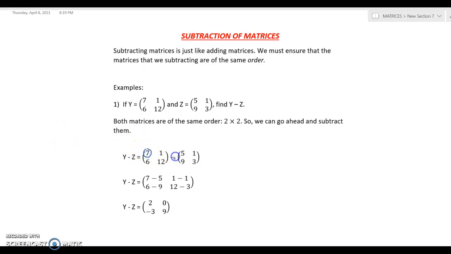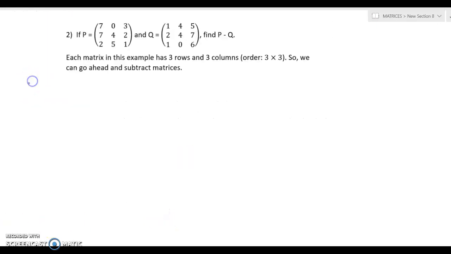So 7 take away 5, that's what we get here. 1 take away 1, that's what we get there. And then 6 take away 9, we get that there. And then 12 take away 3. So we simplify: we get 2, 1 minus 1 is 0, 6 minus 9 is minus 3, and we get 9 here. Pretty simple, right? Let's look at some more. So we're going to subtract these two matrices. They're both 3 by 3 matrices, same order, so we can go ahead and subtract them.